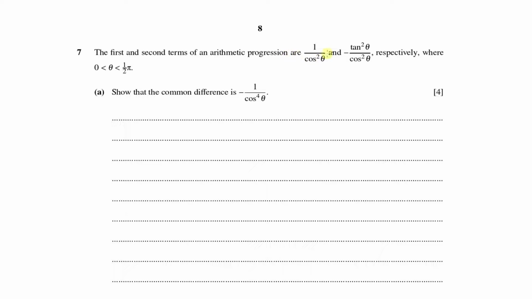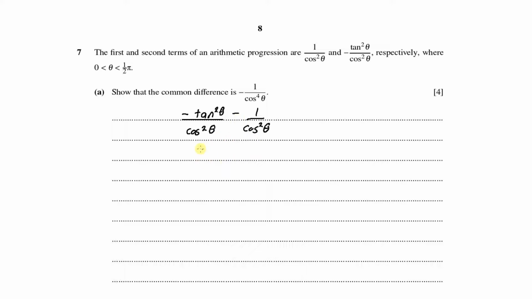Now we have these two terms which are consecutive terms of an AP. And we know that if we subtract this term minus this term, then we get the common difference D. So let's do that. So I'll have minus tan squared theta over cos squared theta, and I subtract 1 over cos squared theta. So this is what's going to give me the common difference.